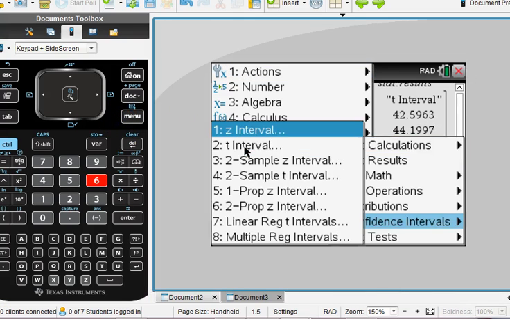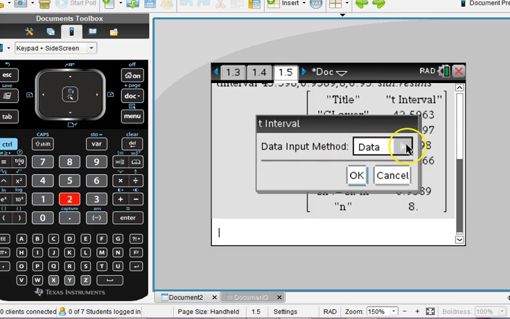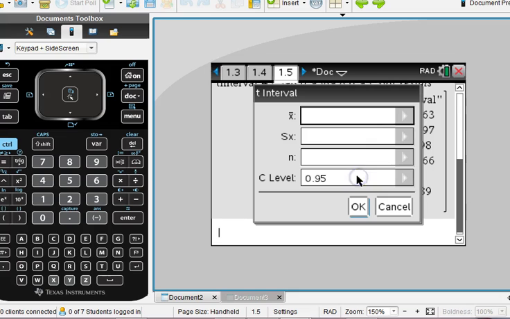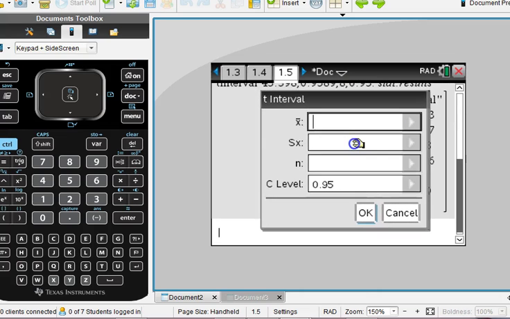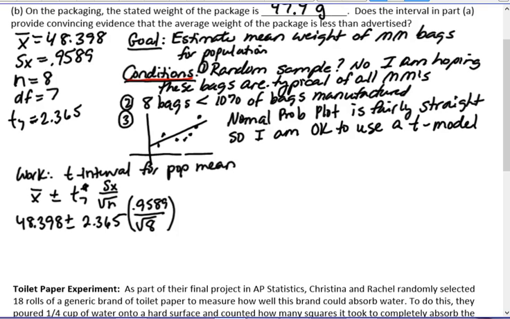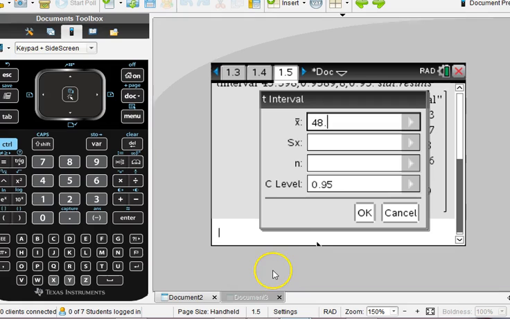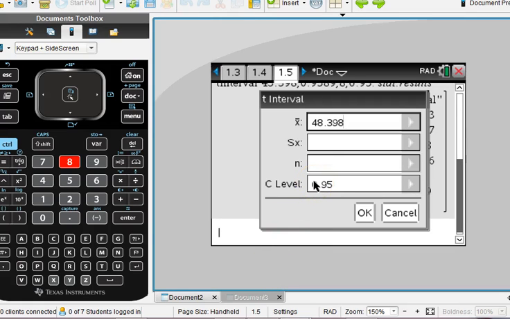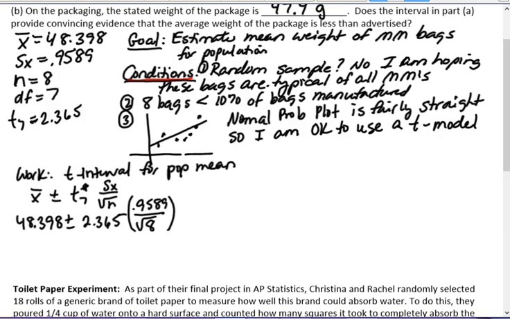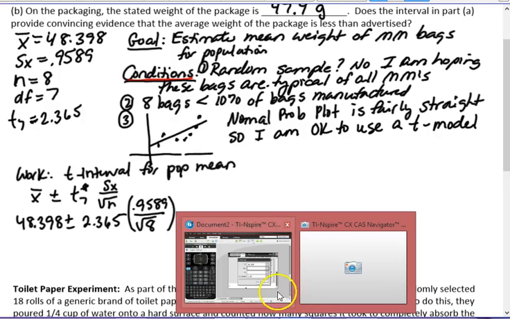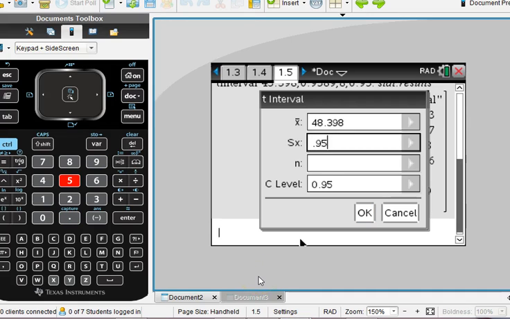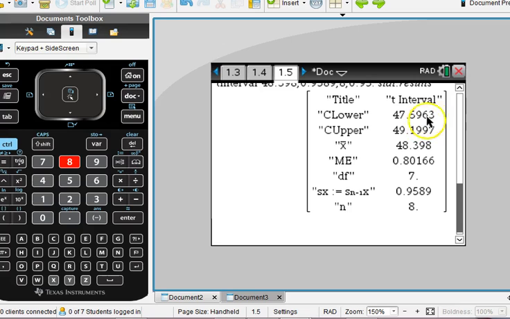Statistics, confidence intervals, a t-interval, and I'm going to go to stats and OK. This time I'm going to type in the correct number, which should have been 48.398. Sorry, this is taking so long. My standard deviation was 0.9589, and here's my sample size of 8. Okay, there's my interval.